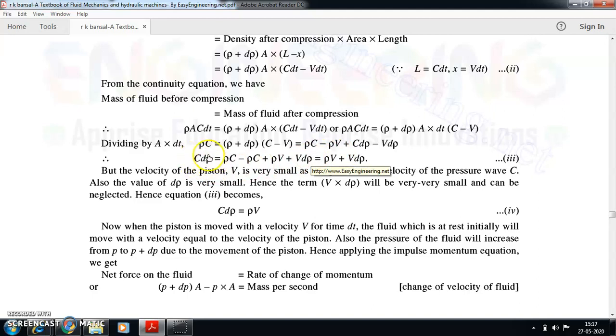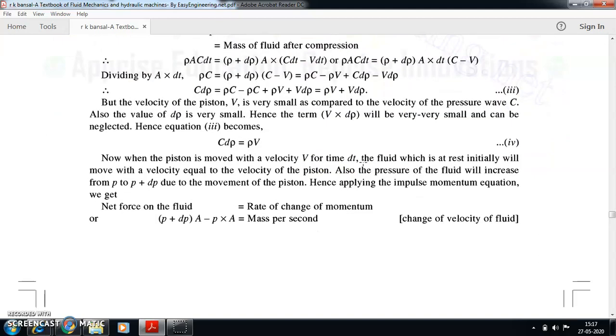Okay, this is very important. We want the equation in terms of C d rho. Finally you are going to obtain rho into V plus V into d rho. So after you obtain the C d rho equation from the mass conservation, you keep it as equation number 3.